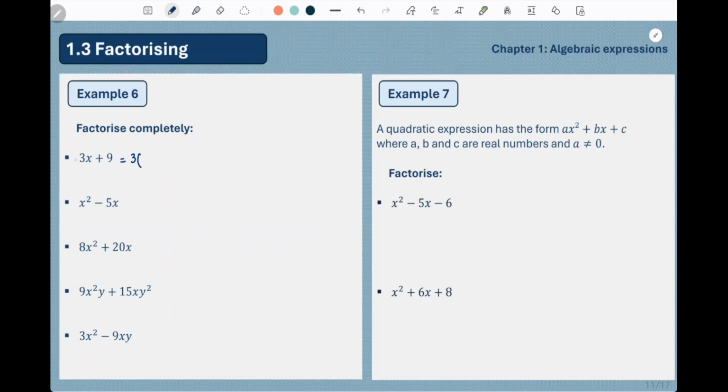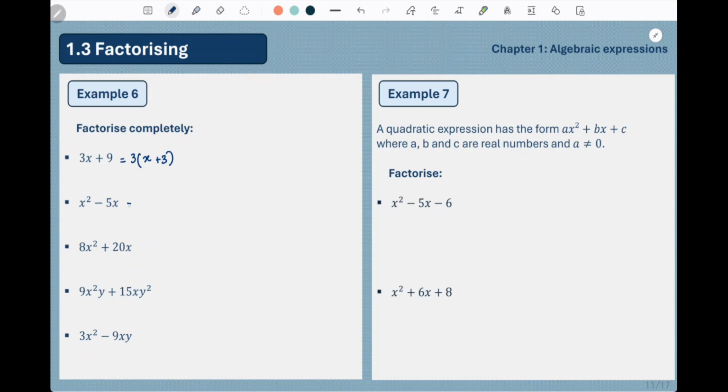And in order to retrieve the 3x, what should 3 be multiplied by? It should be multiplied by x, right? So I would retrieve here 3x, and then 3 times 3, okay, because there is a plus sign, I add 3 here. So if we were to expand this one, I would get 3x plus 9. So that's what I mean by factorizing being the opposite of expanding.